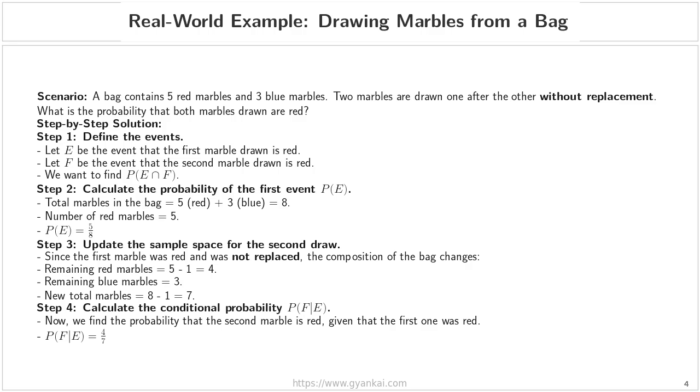Step 4. Now we can identify the second event, specifically the conditional probability of F given E. This is the probability that the second marble is red, given that the first marble drawn was red. Based on our updated count, this probability, written as P of F given E, is 4/7.